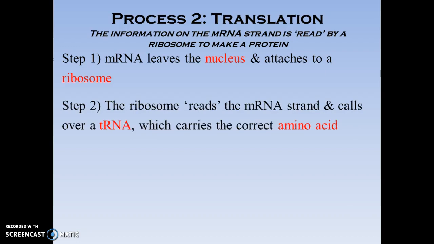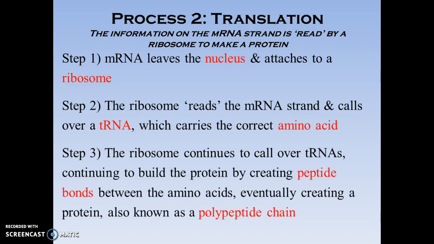The ribosome reads the messenger RNA and calls over a tRNA, or a transfer RNA. The transfer RNA is responsible for bringing over the building blocks to the proteins, amino acids. And finally, as the ribosome continues to bring over tRNAs, new amino acids will be brought in, and peptide bonds will form between those amino acids. So we'll end up with a whole chain of amino acids joined together with peptide bonds, and this is a protein. We can also call it a polypeptide chain.